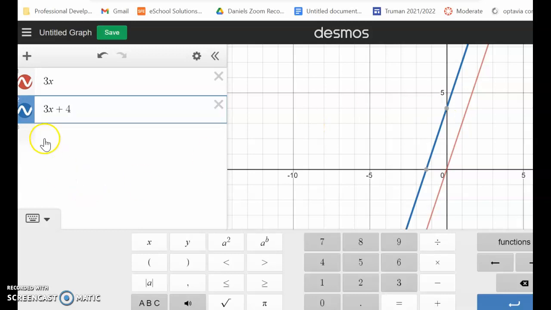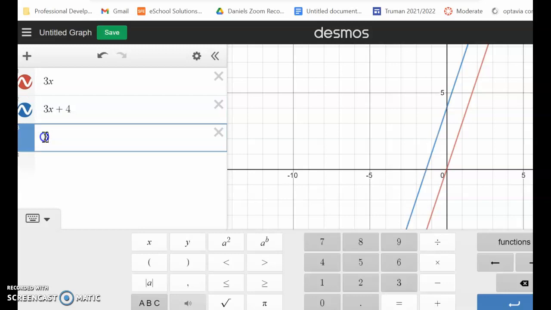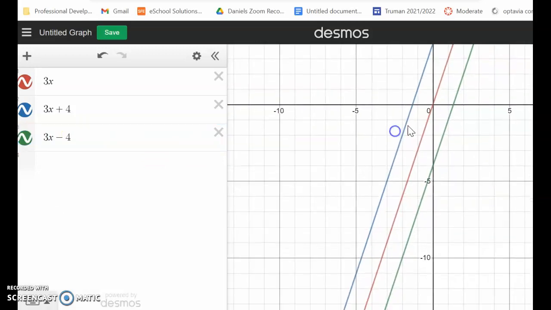What would I do if I had 3x and I wanted my line to cross the y-axis at -4? You would subtract 4. Very good. Minus 4. Oh, there's my green line. Now, here's my x-axis and my y-axis, and this green line is at -1, -2, -3, -4. Starting to make sense? Okay, let me pause.